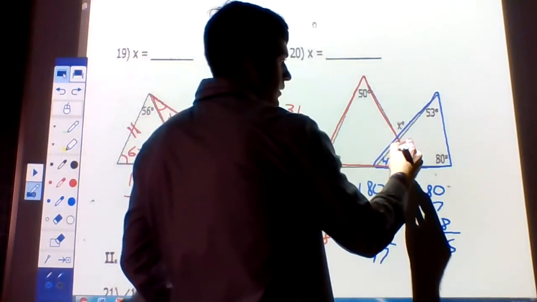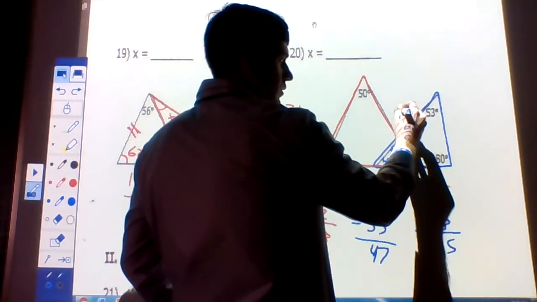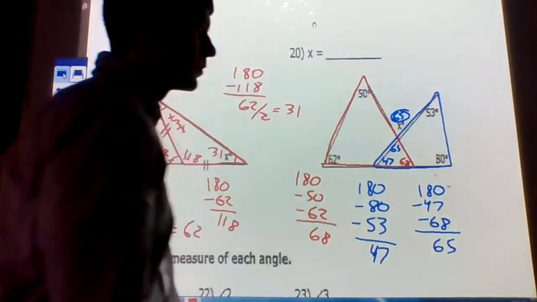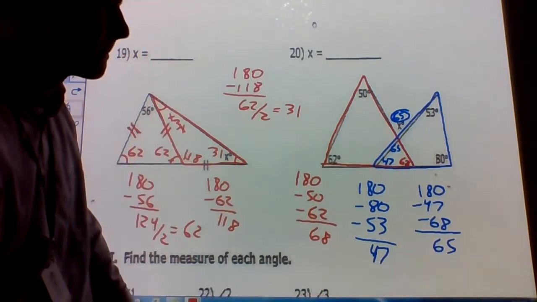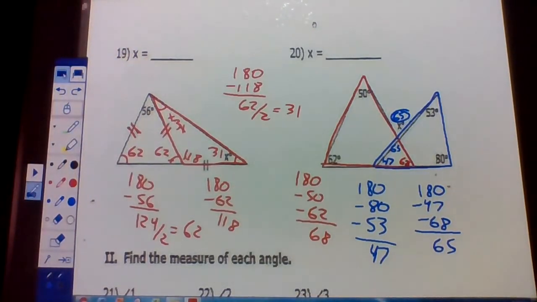Okay, and then you have vertical angles. Here, we know vertical angles are congruent, so this is going to be 65 as well. Okay. The last 5, then.